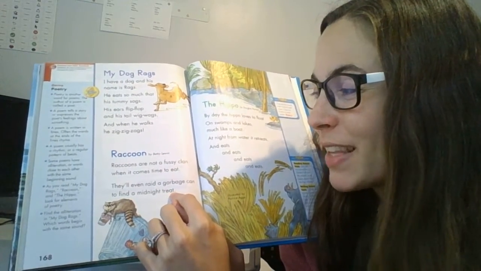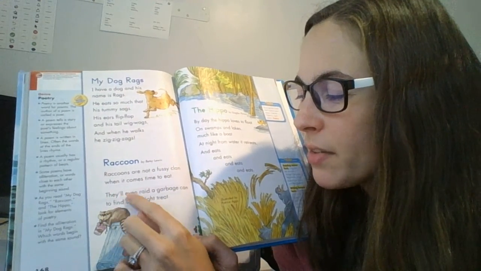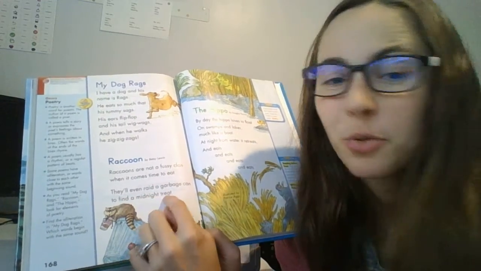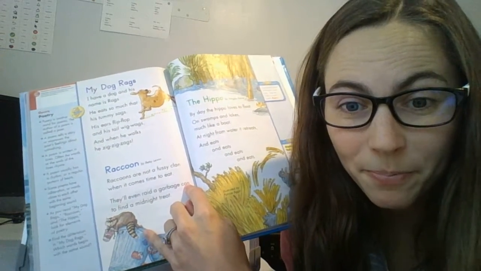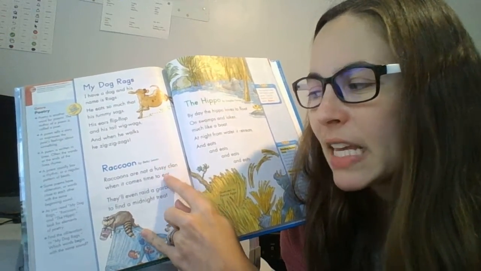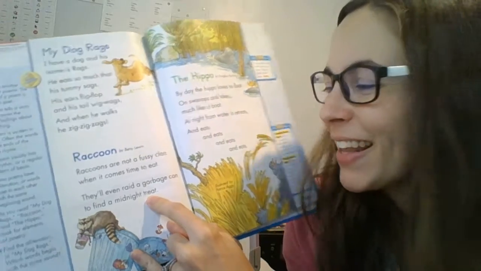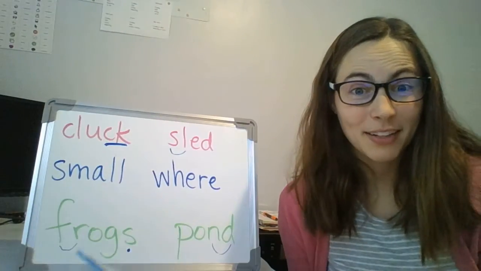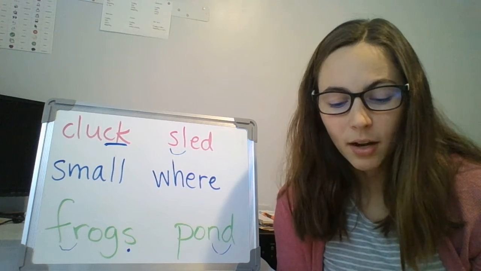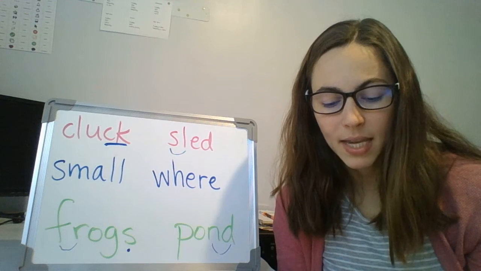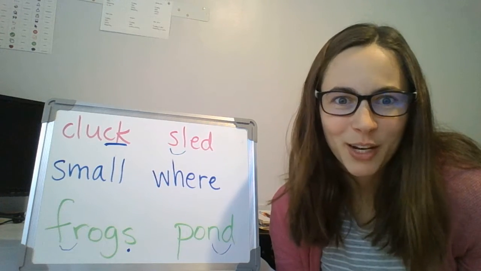Ooh, I heard 2 rhymes there. Raccoons are not a fussy clan when it comes time to eat. They'll even raid a garbage can to find a midnight treat. I heard the rhymes clan and can. Did you hear a different rhyme? Did you hear anything rhyme with eat? Eat and treat. Totally. Do you want to read that one with me so you can practice reading smoothly? Ready? Starting with raccoons. Raccoons are not a fussy clan. When it comes time to eat, they'll even raid a garbage can to find a midnight treat.